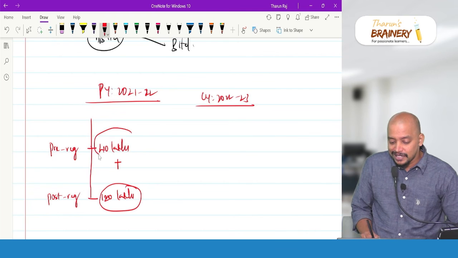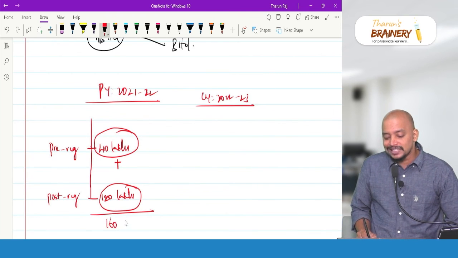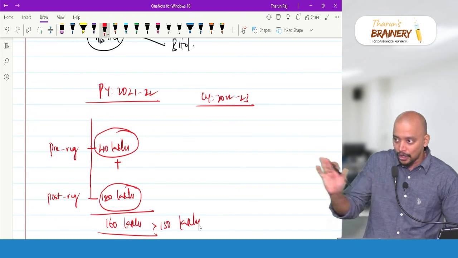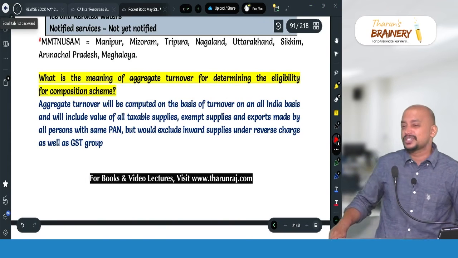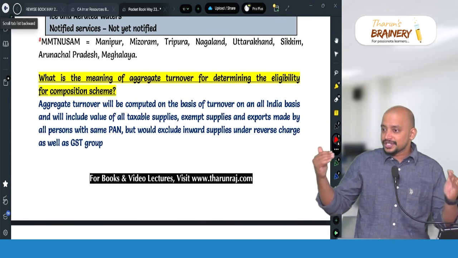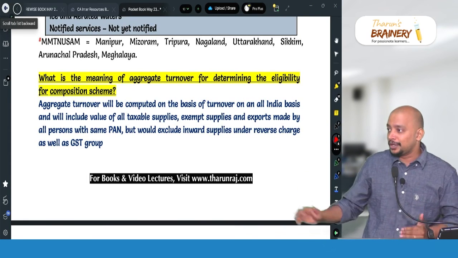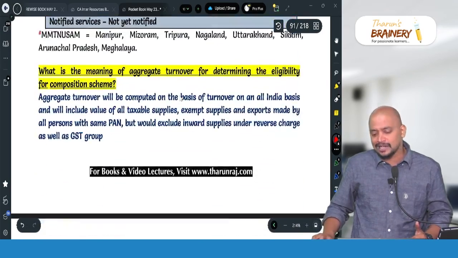We should add pre-registration turnover also. So the total will be how much? 160 lakhs, which exceeds 150 lakhs. So in the current year, can we opt for the composition scheme? No. So this is the meaning of aggregate turnover for determining the eligibility to opt for the composition scheme, which is common between 10(1) and 10(2)(a). Whatever points we are going to discuss now will be common between 10(1) and 10(2)(a), because we have seen the differences between them, and the remaining will all be common.